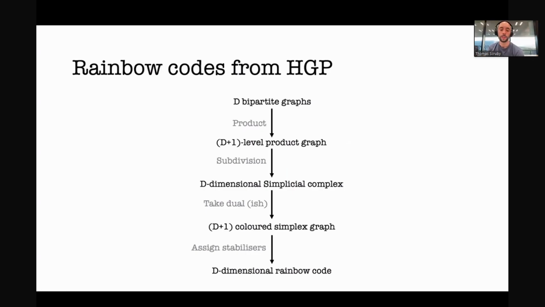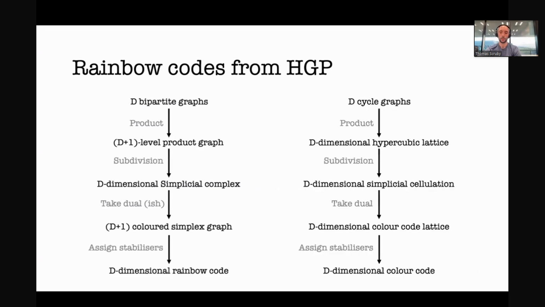And then right. So this is the sequence that we're going to go through. You start with your D bipartite graphs. You take the product to get a D plus 1 level product graph. Then you subdivide the product graph to get this D-dimensional simplicial complex. You take the dual of that thing to get this simplex graph that we looked at before. And then finally, you assign the stabilizers to your maximal rainbow subgraphs to get your rainbow code.